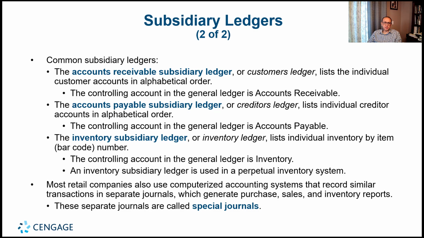Most retail companies also use computerized accounting systems that record similar transactions in separate journals, which generate purchases, sales, and inventory reports. These separate journals are called special journals. So let me stop here. In the next video, we're going to go over the purchase transactions and we'll see how these are recorded.